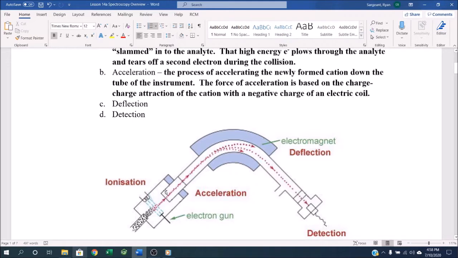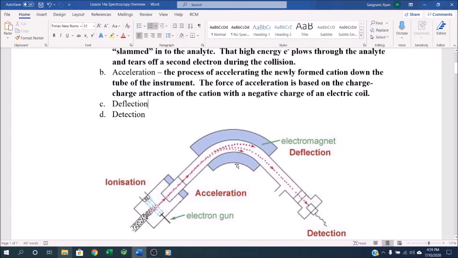The second step after ionization is acceleration. These newly formed positively charged cations are attracted to negative charges that would be located at this position, and the attraction between the positive charges and the negative charges kind of whips these things down the tube. Once they're sent accelerating down the tube, then they are deflected by an electromagnet.